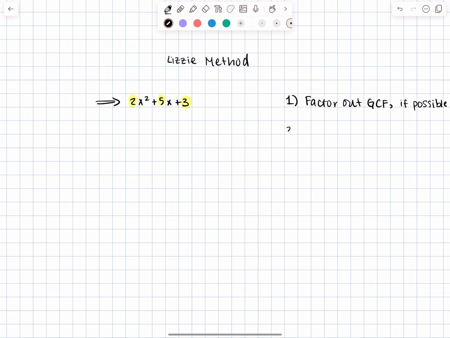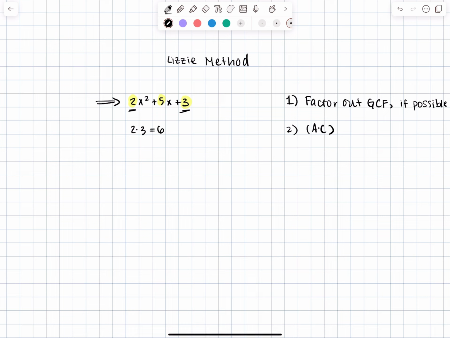Our second step is to multiply the coefficient of the first term with the last term. So we're doing A times C. First term, last term, we're going to multiply them together. So 2 times 3 equals 6.